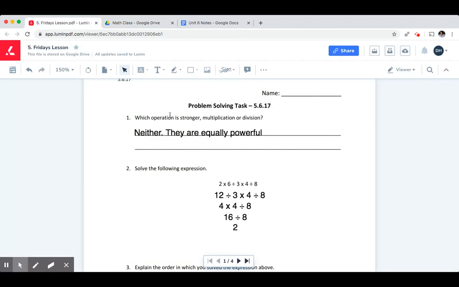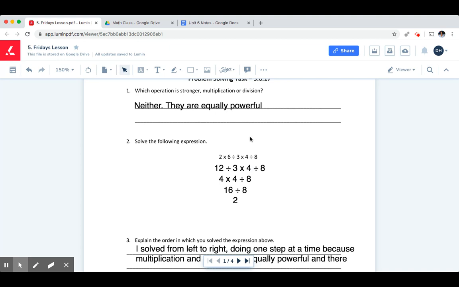Number 1 asks, which operation is stronger, multiplication or division? Neither multiplication or division is stronger than the other. Remember that they're equally powerful to each other. So this was a trick question. Multiplication and division are equally powerful to each other. Neither one is stronger than the other. However, multiplication and division are stronger or more powerful than addition and subtraction.